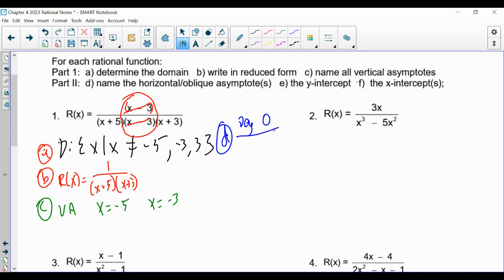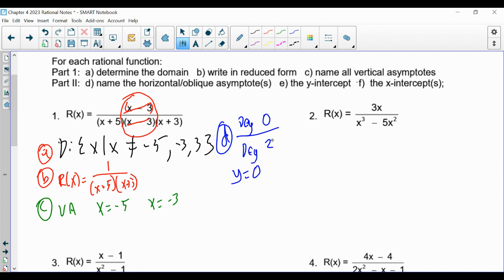Degree in the numerator is 0. Degree in the denominator, well, there would be a quadratic, so it's degree 2. Okay, and if you recall, you look at what's on top versus what's on bottom. If the numerator is smaller, your horizontal is y equals 0.